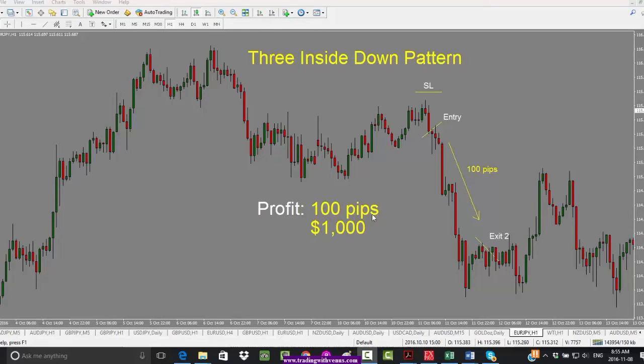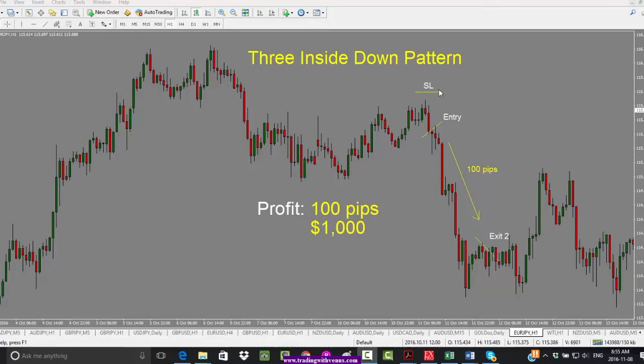So just to recap here, the 3 inside down pattern consists of a bullish candle, a small bearish candle that comes to approximately 50% of the body of the first candle, and an engulfing candle. So the 3 candles make up the 3 inside down pattern. This is a pattern to go short on, so the price is likely to move to the downside. Once this bearish engulfing candle closes here, we can enter the trade.